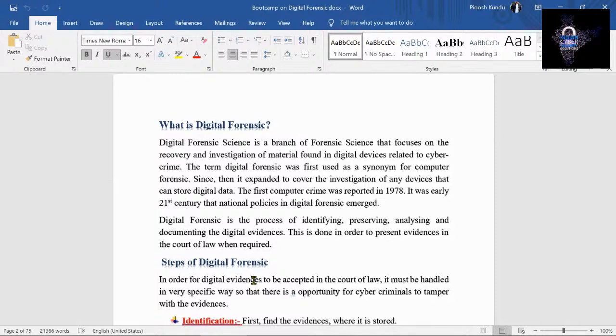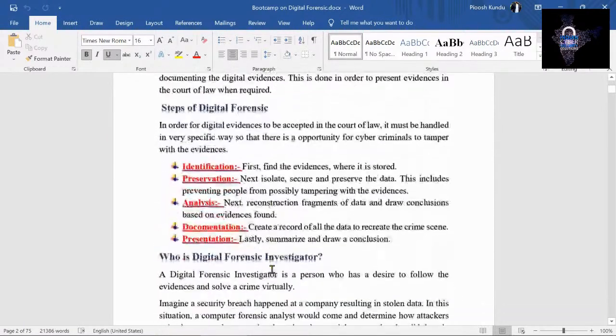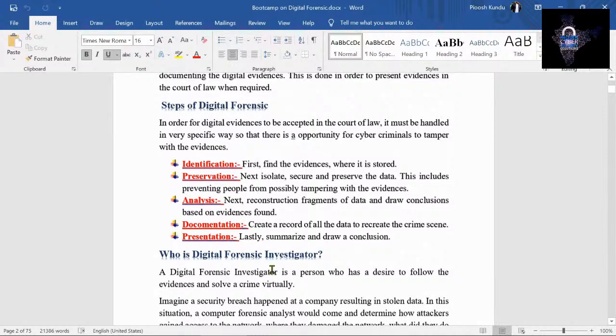Digital forensics is used in the process of identifying, preserving, analyzing, and documenting digital evidence. It is done in order to present the evidence in a court of law when required. There are a few steps needed for digital forensics. For digital evidence to be accepted in a court of law, it should be handled in a very specific way, so that there is no opportunity for cyber criminals to tamper with the evidence.